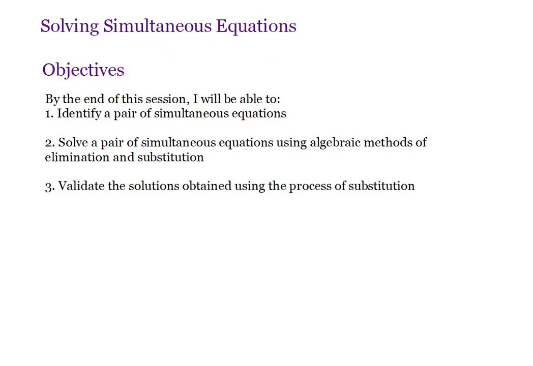We want to be able to identify a pair of simultaneous equations. We're dealing with linear equations in particular, so definitely look out for the linear type, which means that we are not dealing with any variables raised to a power higher than 1. Solving a pair of simultaneous equations using one of the algebraic methods outlined, which would be the elimination and substitution methods. Then finally, when we get our solution, we want to make sure that we can validate what we have as correct. So we want to use the process of substitution to validate a solution.